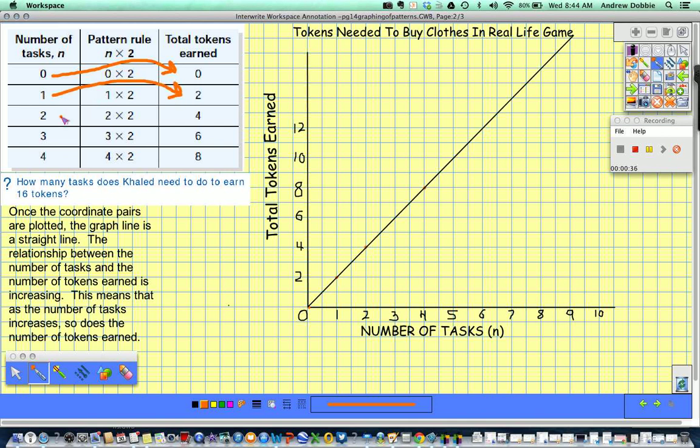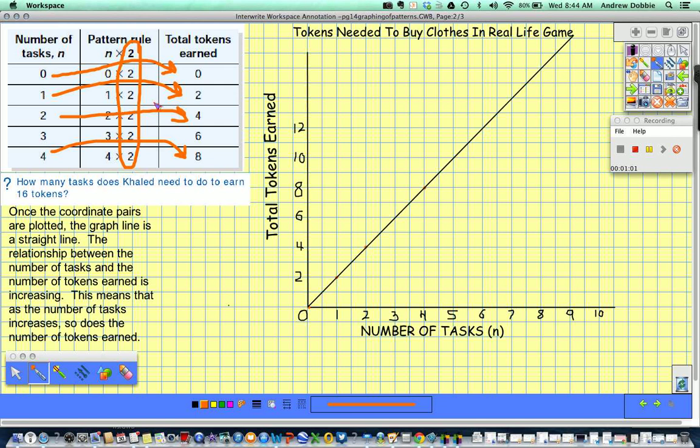2 tasks, 4. So that tells me right away that for every task he completes, he's getting 2 tokens. So after 4 tasks, he should get 8 tokens. And you can see that in the pattern rule here, it's n, or the number of tasks completed, multiplied by 2 gives you the total number of tokens earned. Now you can create an explicit pattern rule to prove this as you double check your work.